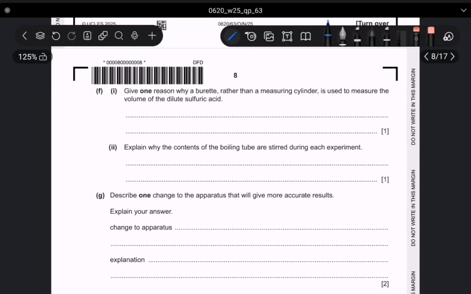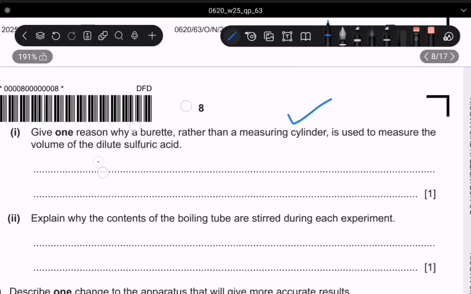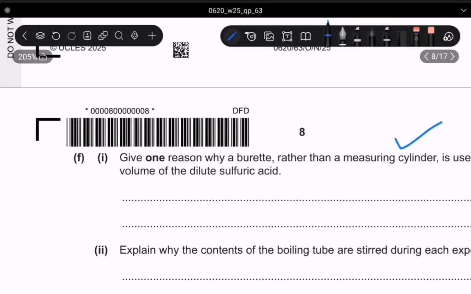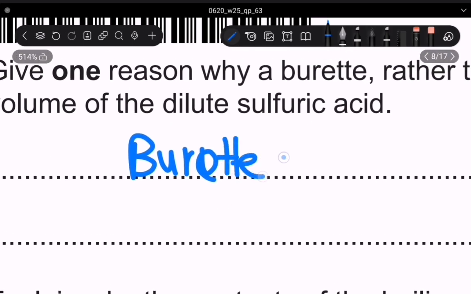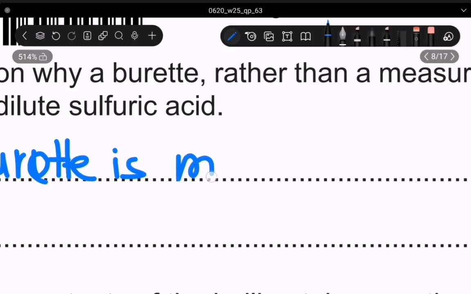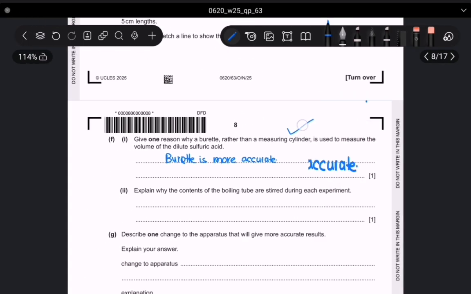Okay, give a reason why a burette rather than a measuring cylinder is used to measure the volume of sulfuric acid. Now, as we know, out of a burette, a volumetric pipette and a measuring cylinder, the burette is the best one for using in experiments. A burette is more accurate, or I can say it gives more accurate readings. Out of all that equipment, you can use this one because it's more accurate.